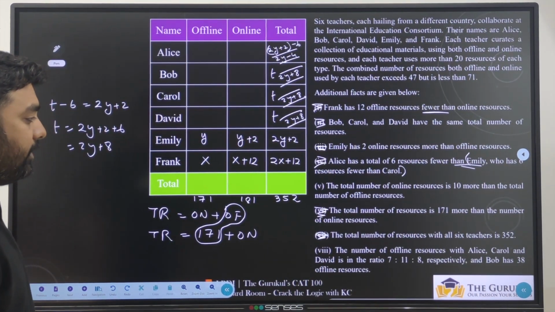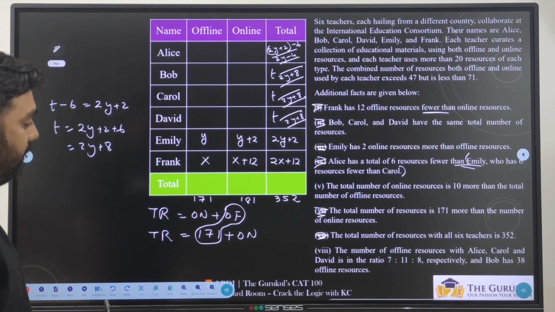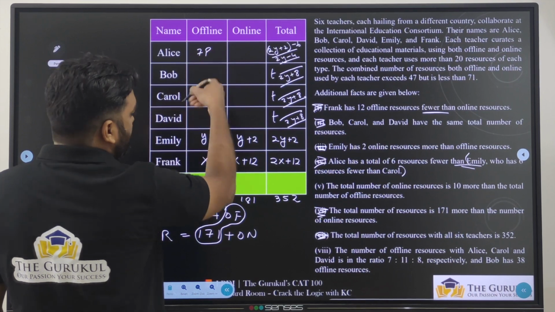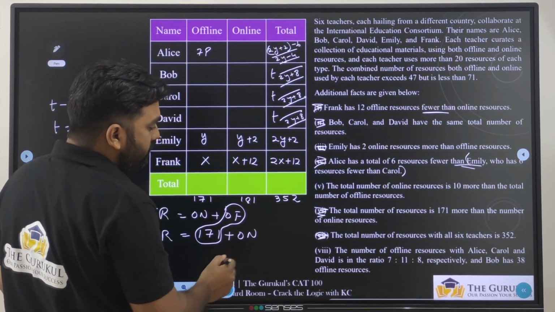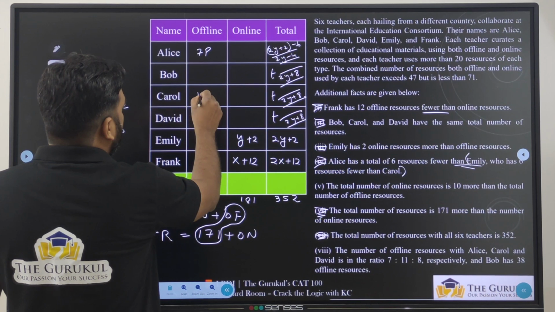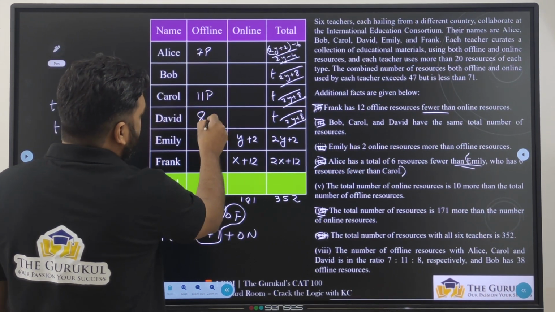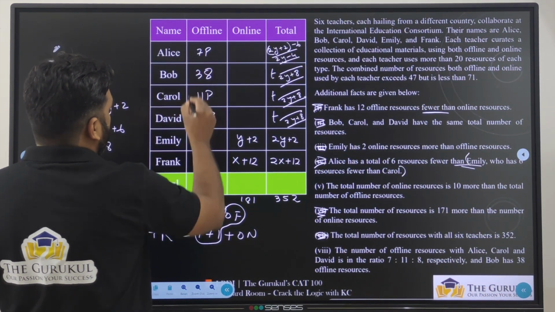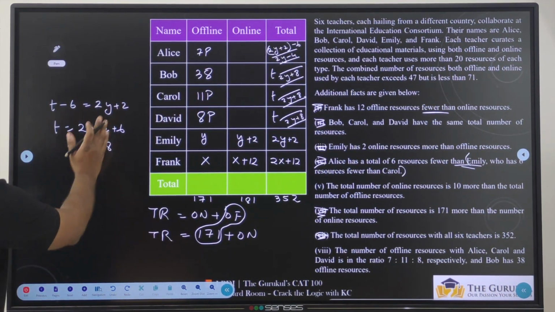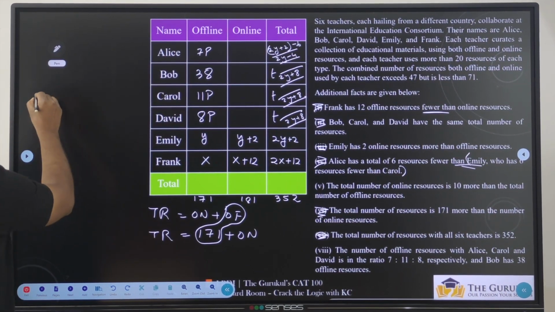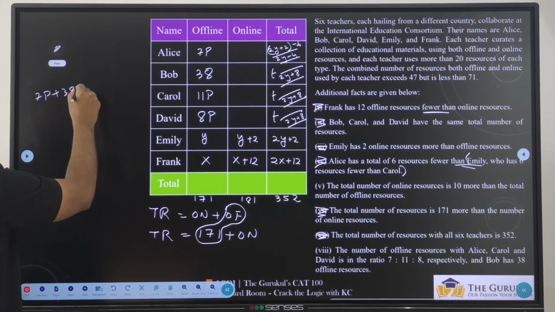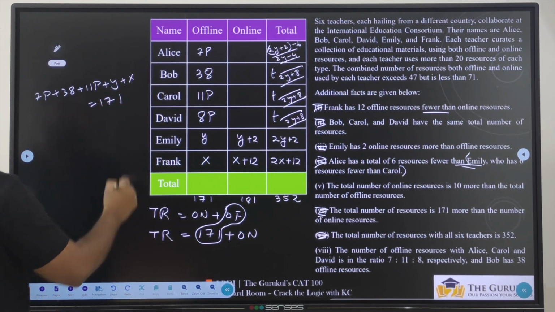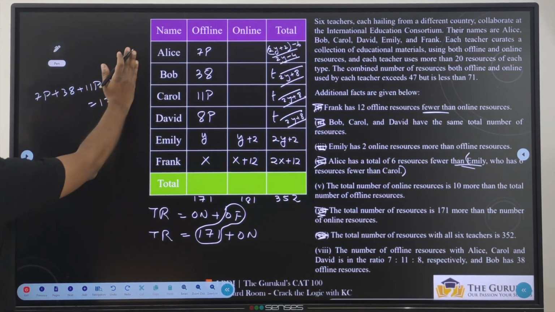The number of offline resources with A, C and D is in the ratio 7:11:8. A is 7p, some different variable because x and y we already used, and then C is 11p and D is 8p, and B has 38 offline resources. This is 38. Perfect. So if I add everything, 7p plus 38 plus 11p plus y plus x should be equal to 171 plus 8.